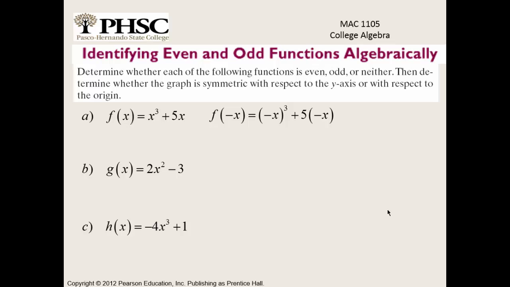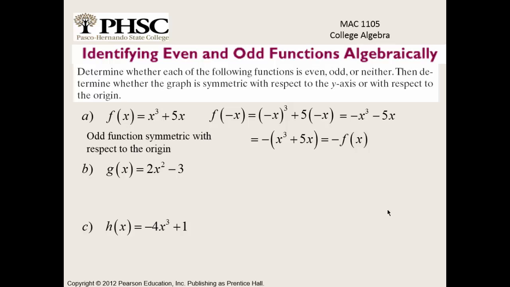So here we replace x with negative x. We evaluate, and here we can see that if we factor out a negative 1, we end up with the original function but with a negative 1 outside. So therefore, f of negative x is equal to negative f of x. So this is an odd function, and it is symmetric with respect to the origin.